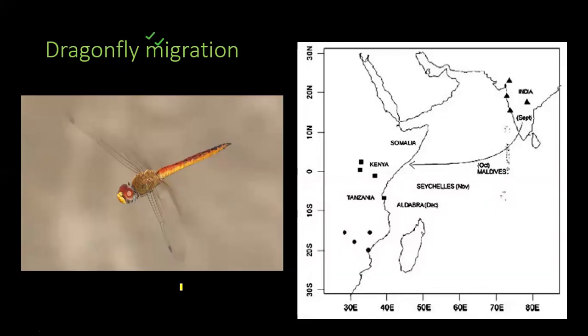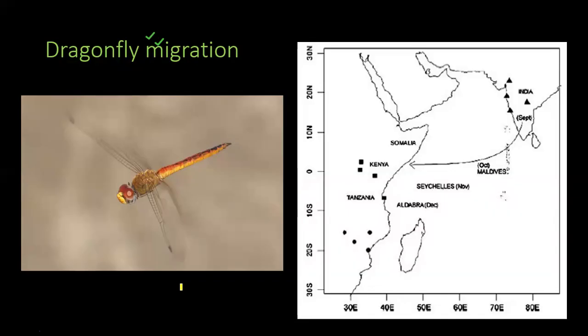So that flight from South Asia to Eastern Africa is the longest known flight among insects. Longest known flight of a single insect. Whatever individual that leaves India and Sri Lanka enters Africa. So because there are no large islands, freshwater sources for them to breathe.